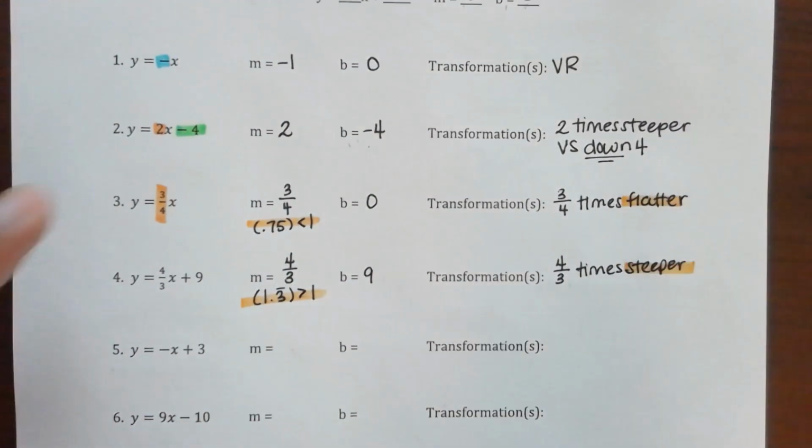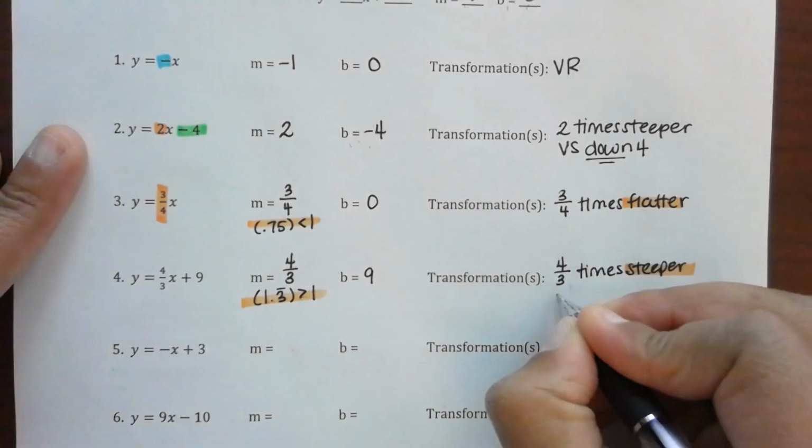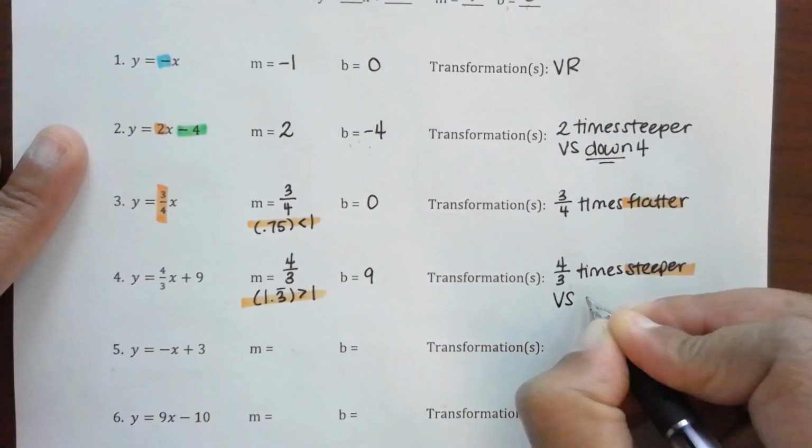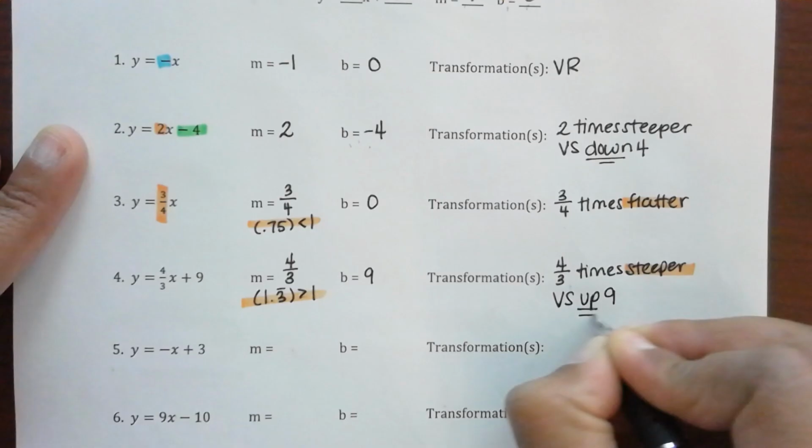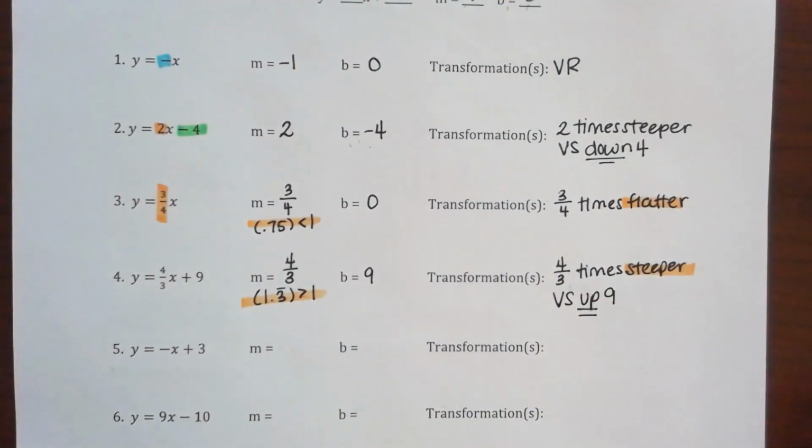But am I done with my transformations on this one? No. So what do I need to do? B as well. So am I looking at the first, second, or third? The third one. Am I looking at the first or the second one? The first one, because 9 is positive, yes? So how do I write that? VS for vertical shift, correct? Up 9. Up means positive, so I don't have to put plus 9. Any questions? Everybody good?